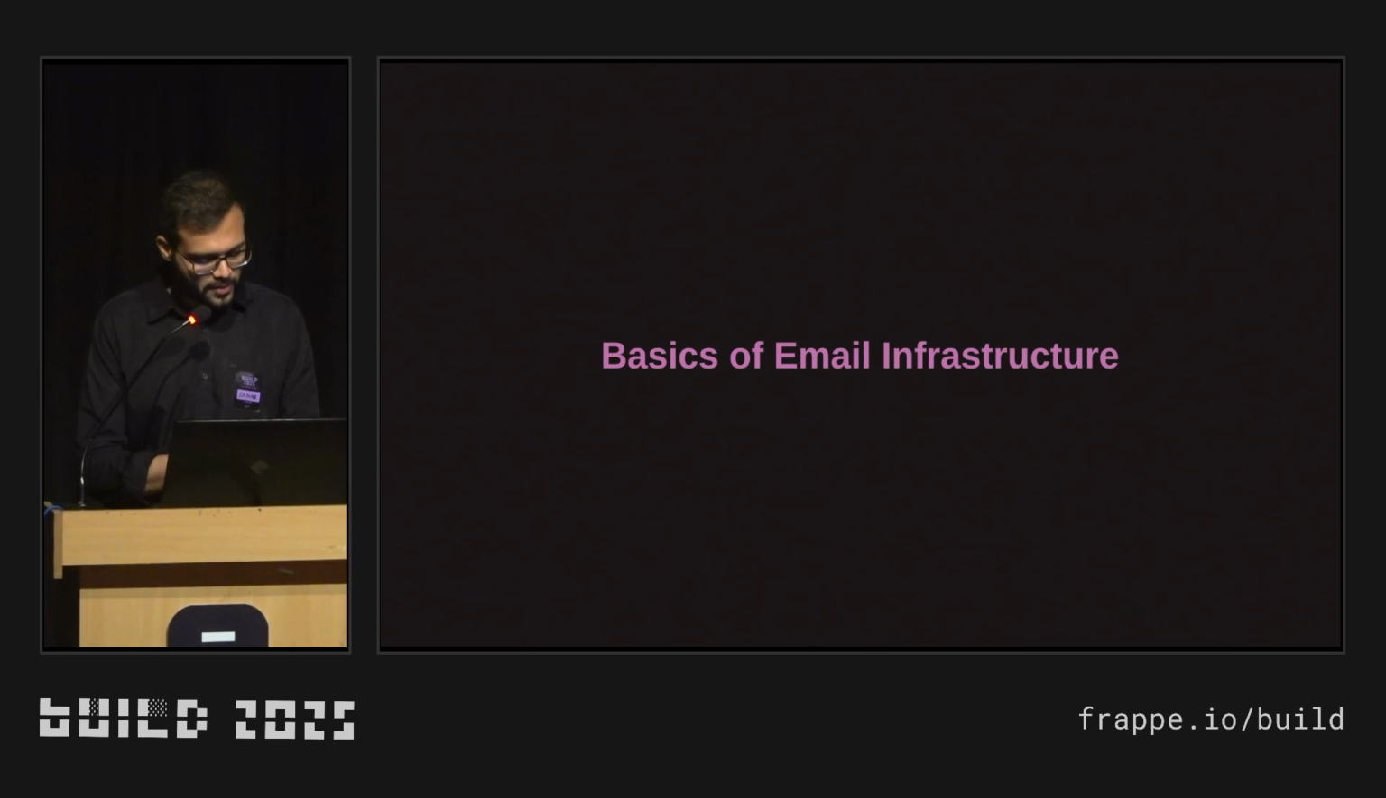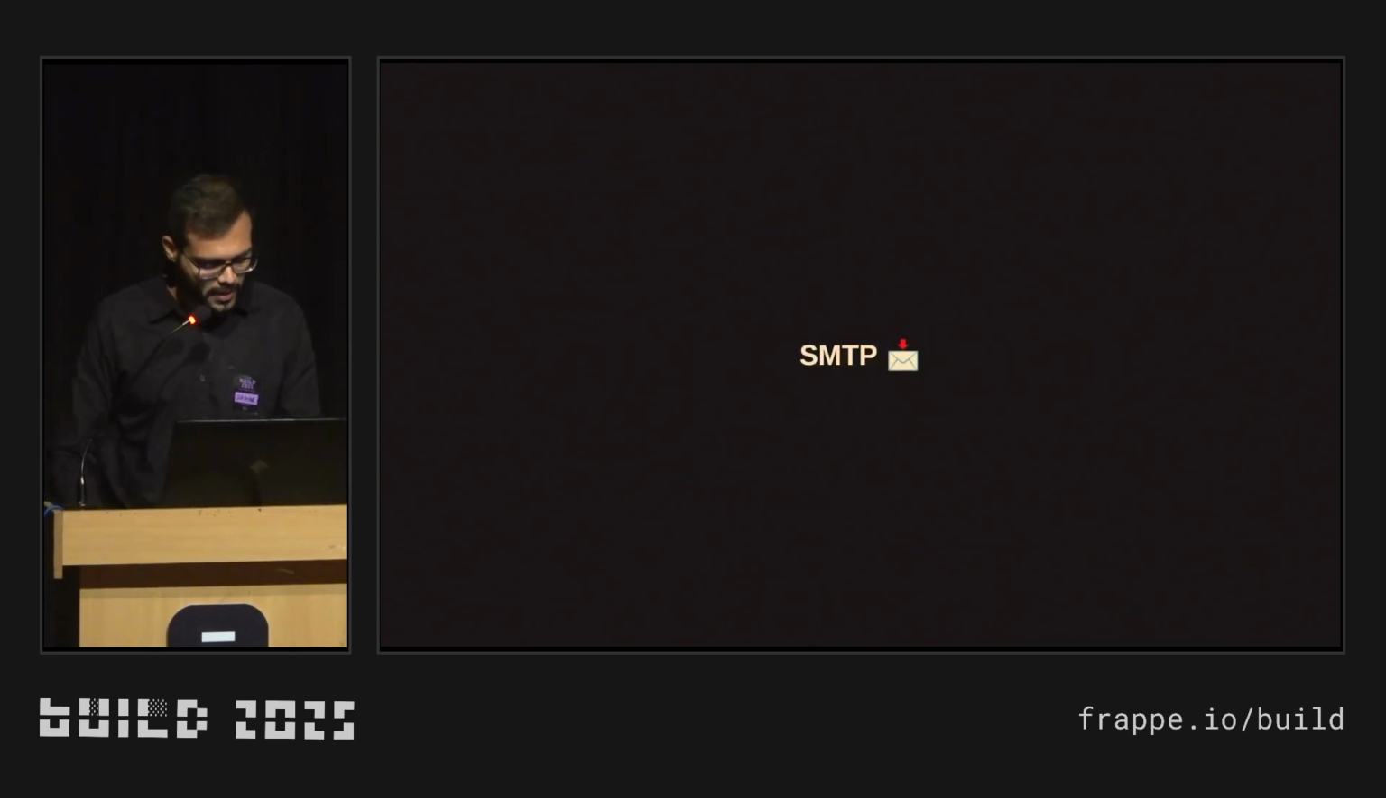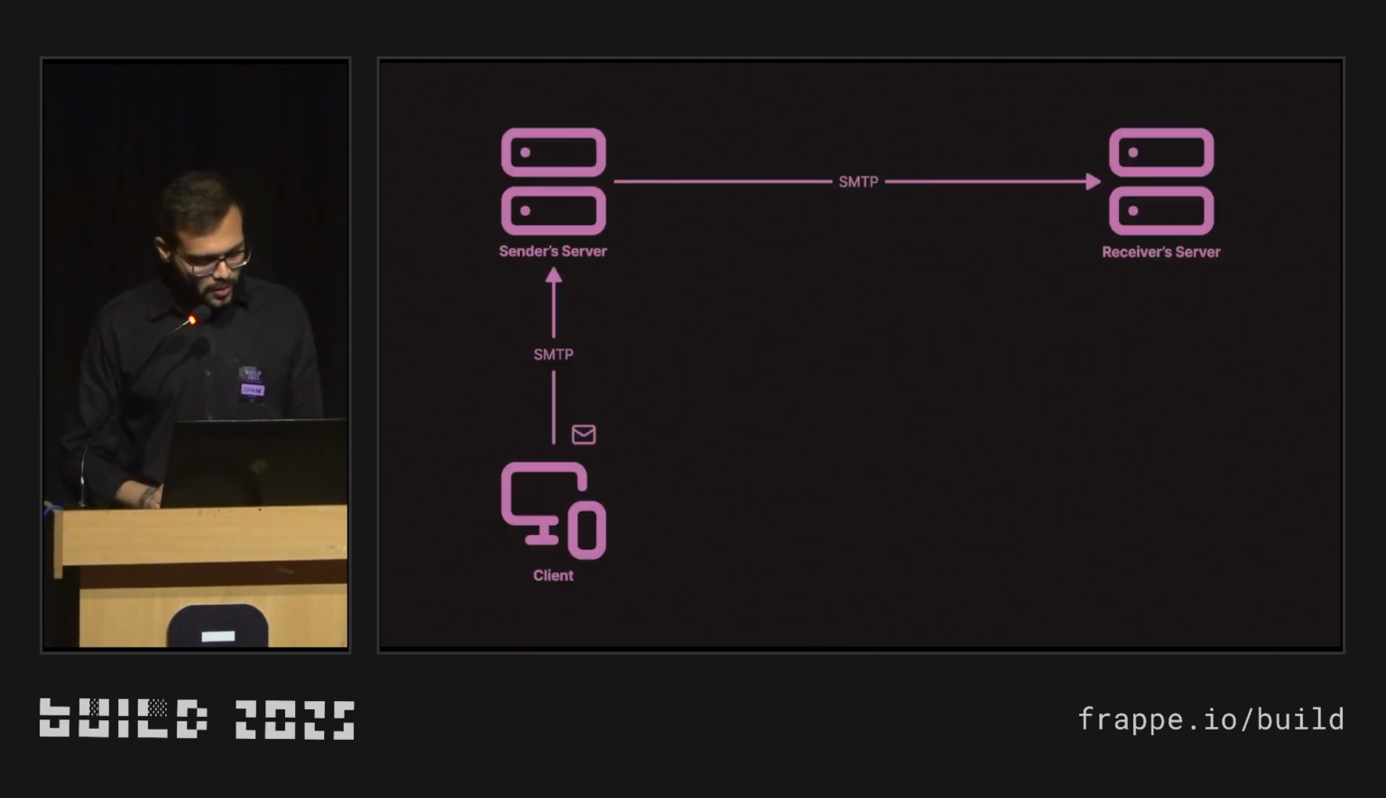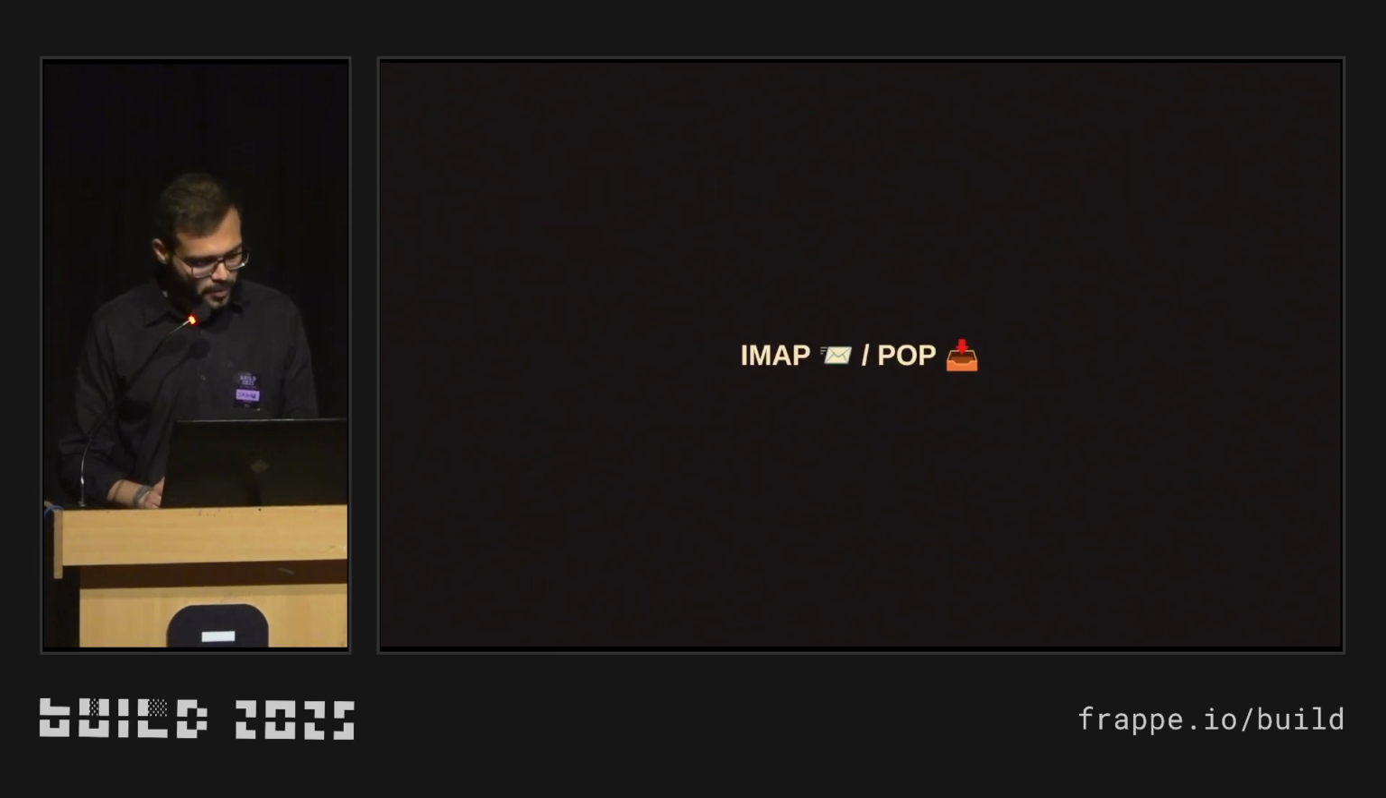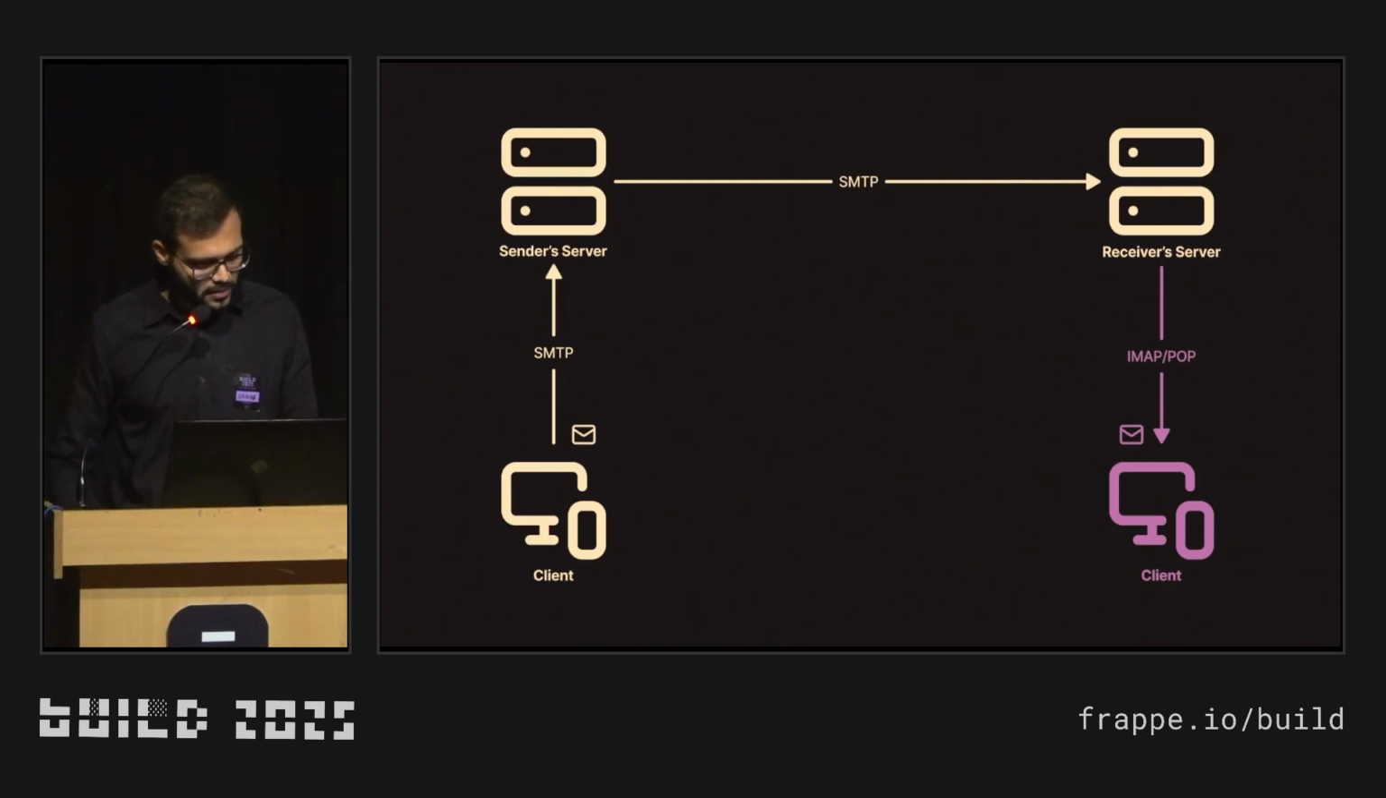Let's see some basics of email infrastructure. SMTP, Simple Mail Transfer Protocol. It is used for sending emails between servers, handles communication from client to sender server to receiver server. Then we have IMAP and POP. IMAP stands for Internet Message Access Protocol and POP stands for Post Office Protocol. Both are used to fetch emails from your server to your client. In IMAP, emails stay on the server and sync across multiple devices. In comparison, POP downloads emails to a local device and deletes them from the server.